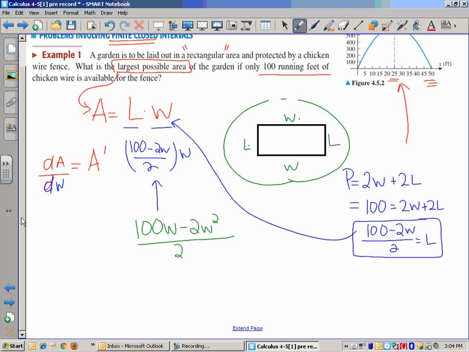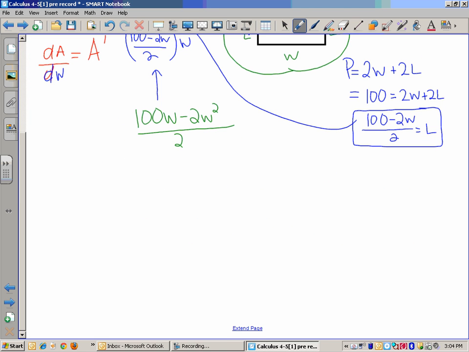And I want to simplify that. Board is awesome. Our pen's missing. Okay, so now this is my area formula in just regards to W. So I want to take the derivative of the area with respect to W. And I get 50 minus 2W.